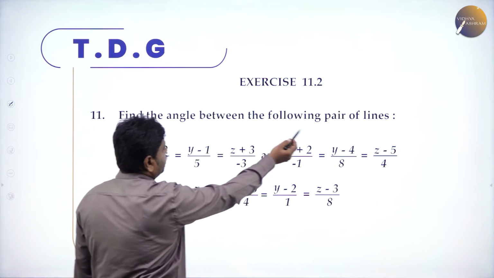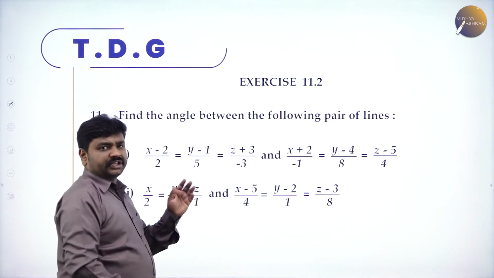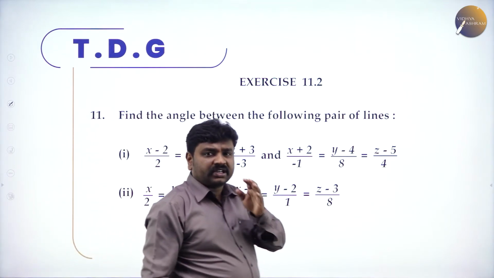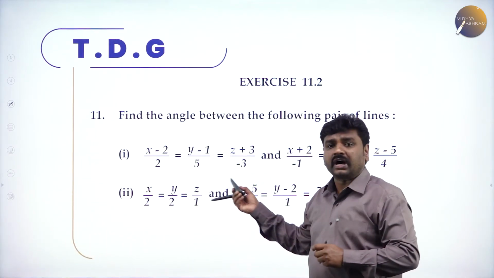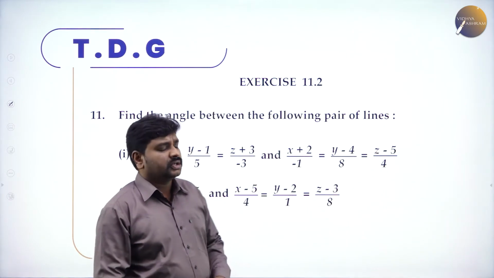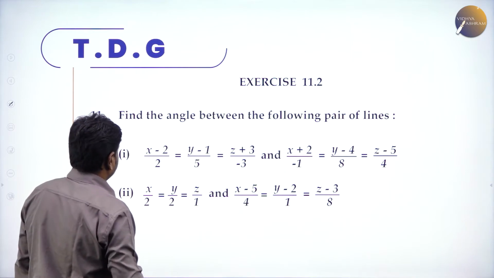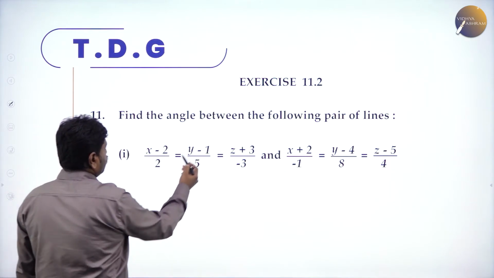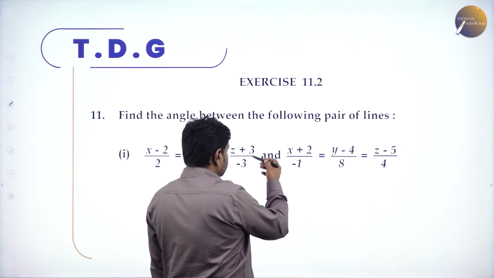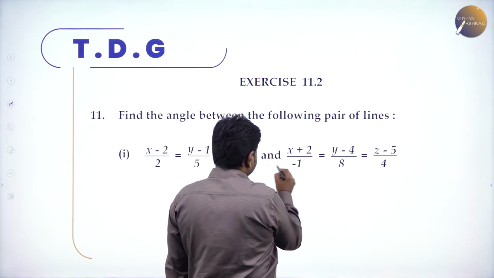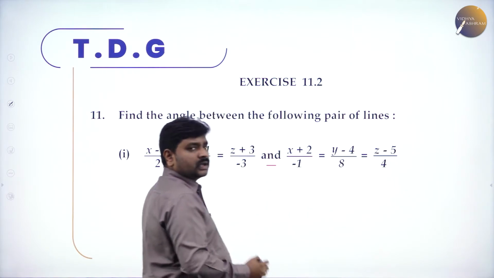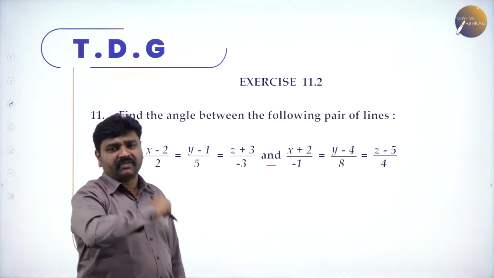Find the angle between a pair of lines. See, it is the same question as the last one. The 11th question is the same as the 10th, but here the difference is that the lines are in Cartesian form. So first our task is to convert this Cartesian form to vector form. Let us check the first line: x minus 2 by 2, y minus 1 by 5, z plus 3 by minus 3. And the second line is x plus 2 by minus 1, y minus 4 by 8, z minus 5 by 4. Now from each line find the parallel vectors.